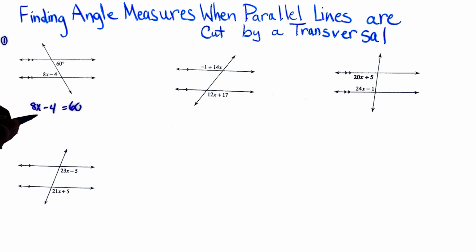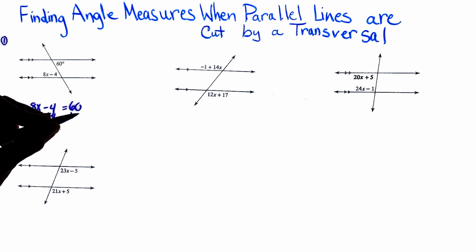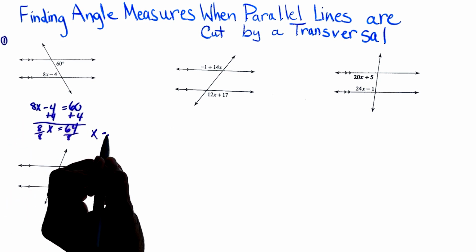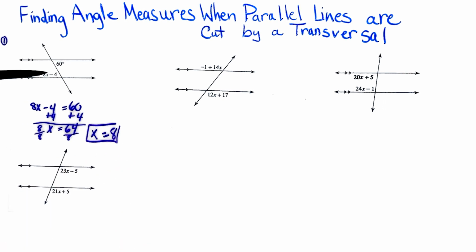So now I'm going to add 4 to both sides, and that is 8x is equal to 64. We divide both sides by 8, and x is actually equal to 8. So let's check our answer. When we put an 8 into this variable expression, it should equal 60. So 8 times 8 is 64, and 64 minus 4 is equal to 60. So we know we found the correct value for the variable x.